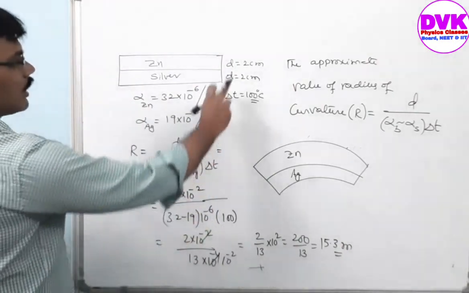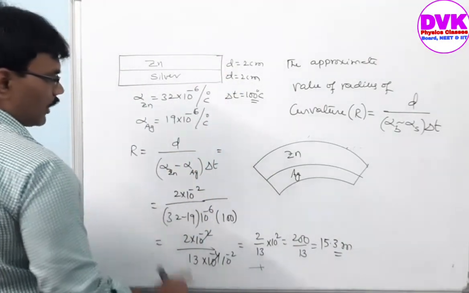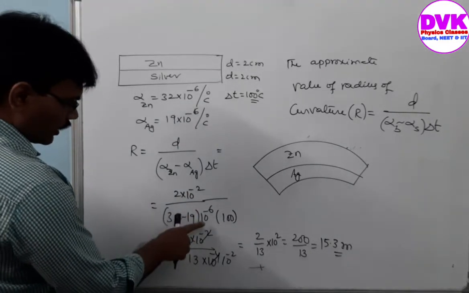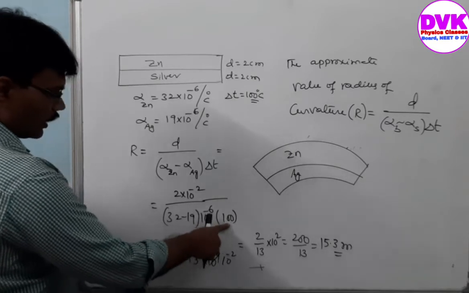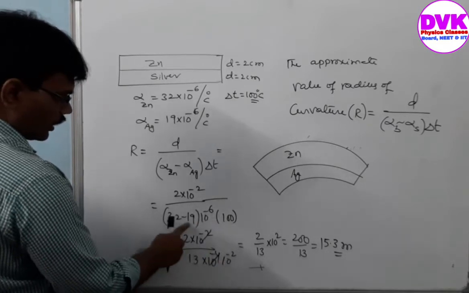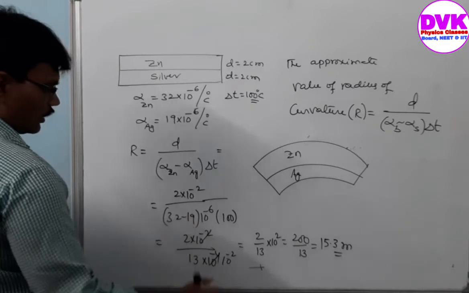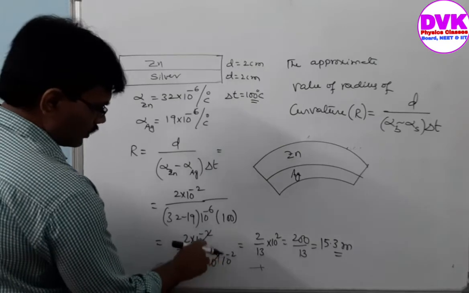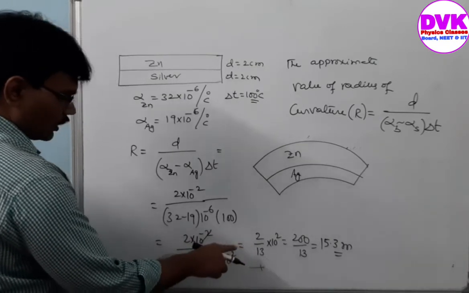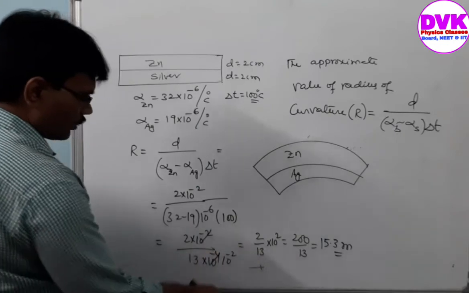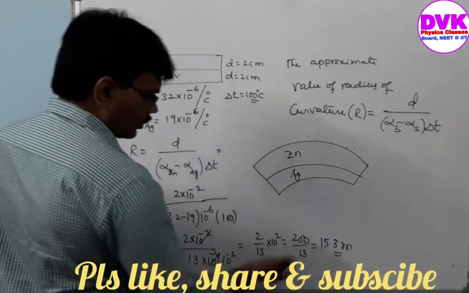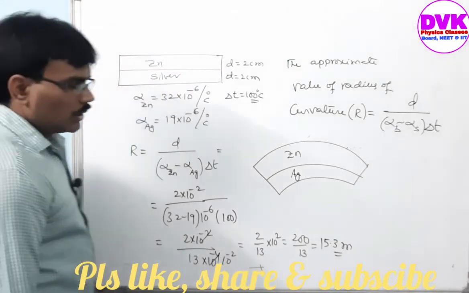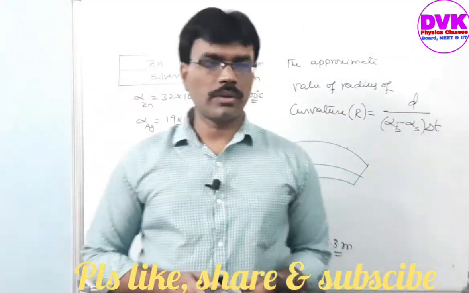2 centimeters is the given thickness of the metal, so 2 into 10 power minus 2 is the conversion to meters. Here it is 10 power minus 6 into 100, the rise of temperature, so it is 10 power minus 4, and here it is 13. The powers combine, so 200 divided by 13. So that is the radius of curvature of that bimetallic strip. This is how we can calculate the radius of curvature of a bimetallic strip.